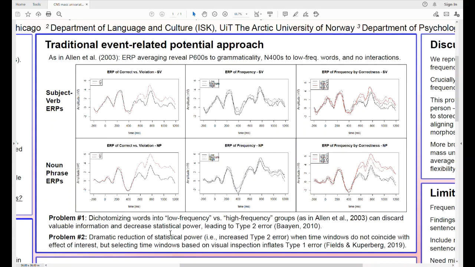However, there are two limits to this approach. First, doing a binary low versus high frequency split instead of treating frequency as a continuous variable can reduce statistical power, increasing type 2 error. Second, averaging the amplitude within the time window can reduce statistical power if the time windows don't correspond to the timing of the effect. But choosing a time window based on visual inspection can lead to false positives, increasing type 1 error.